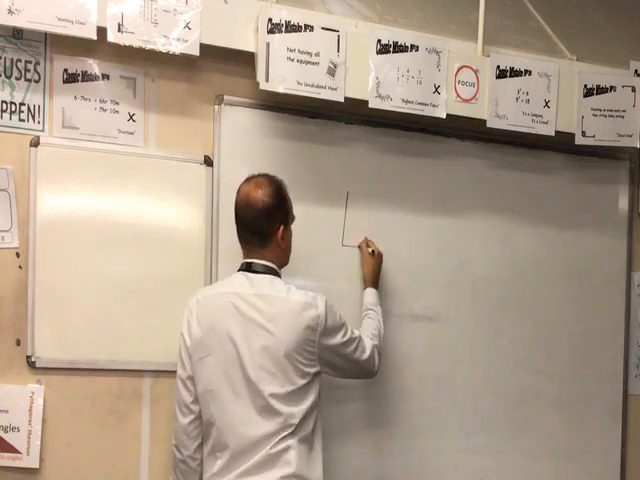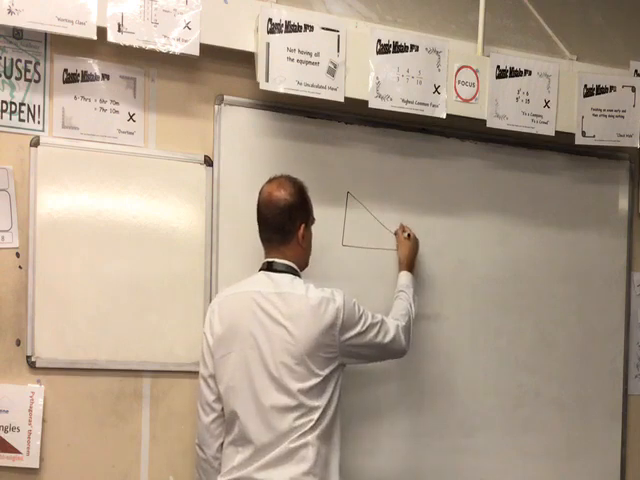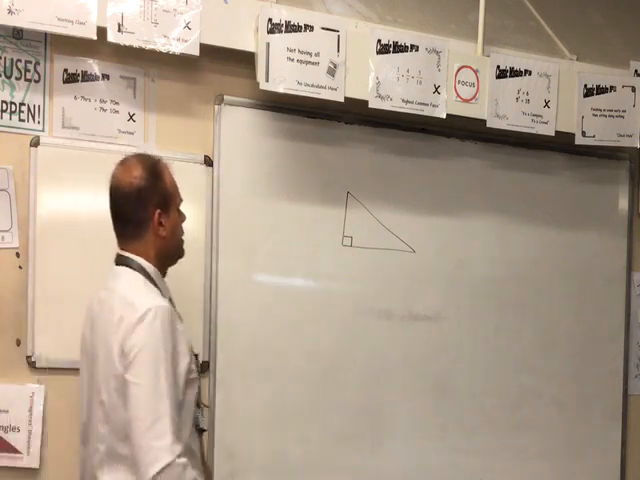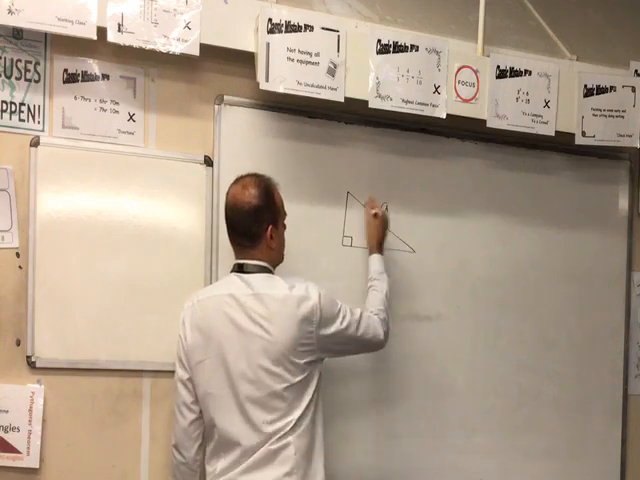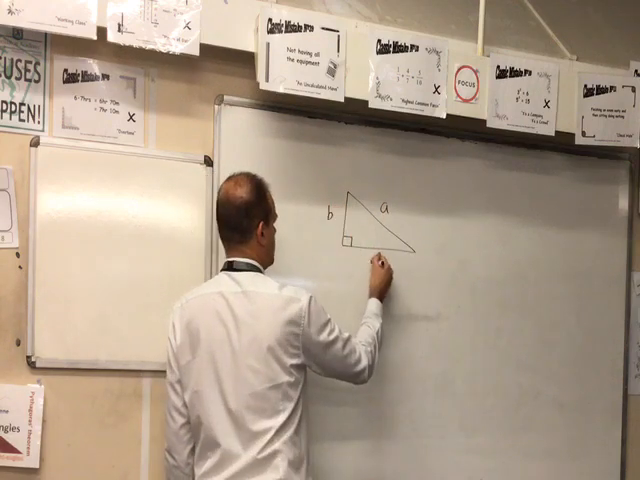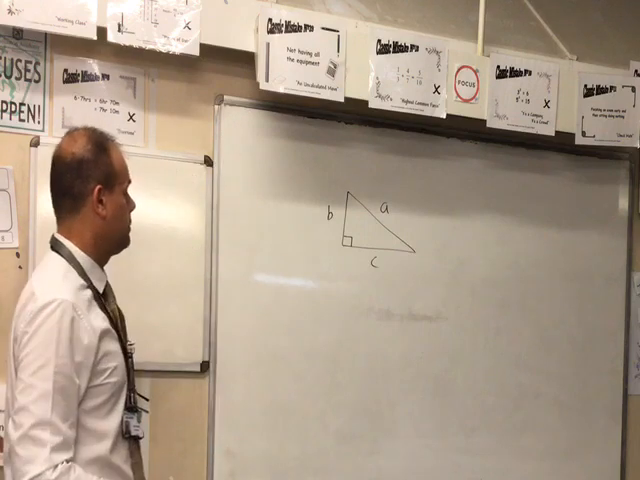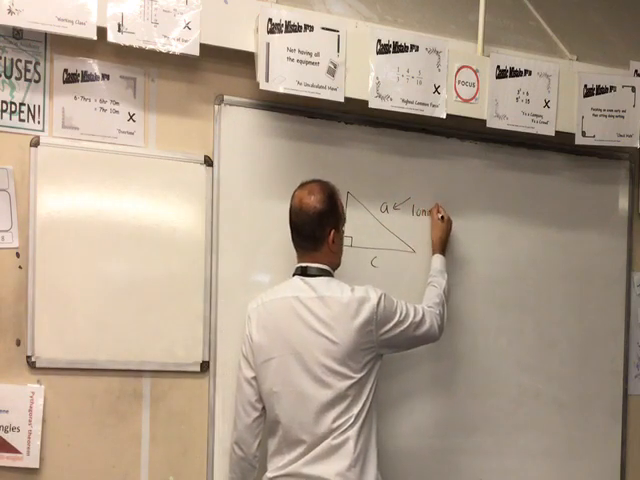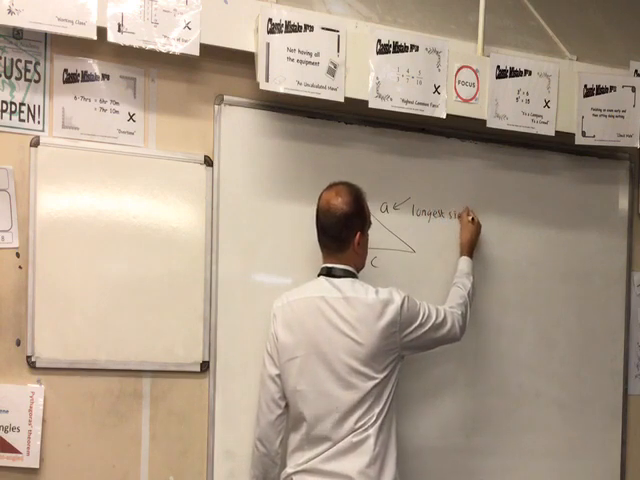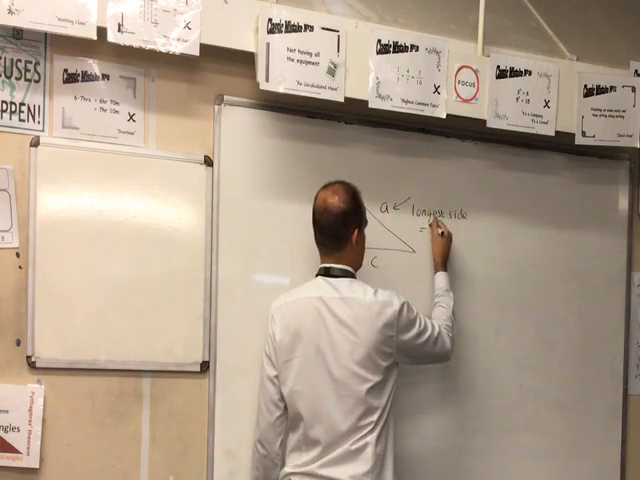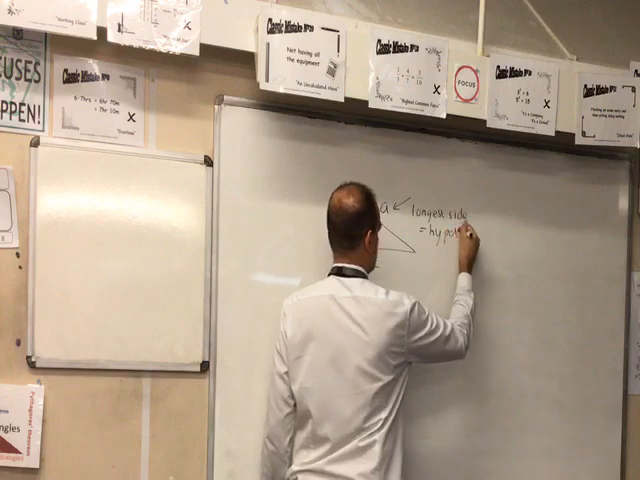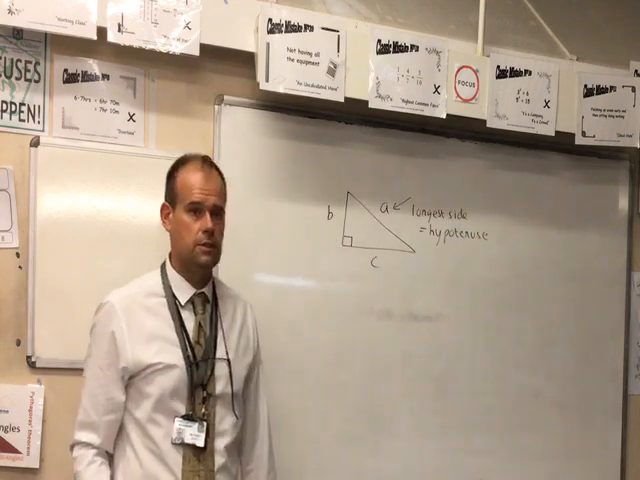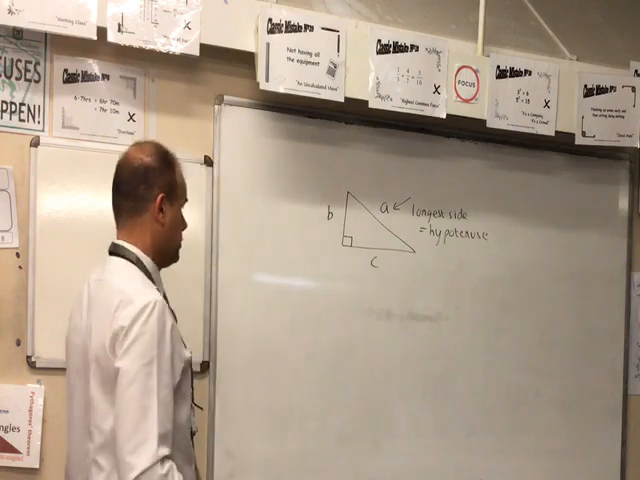So if I drew a right-angled triangle on the board there, what they found was, if you take the longest side, let's call the sides A, B, and C, the longest side, or what they call the hypotenuse, is what often comes up in your exam. If they ask for the hypotenuse, then that is the longest side of a right-angled triangle.